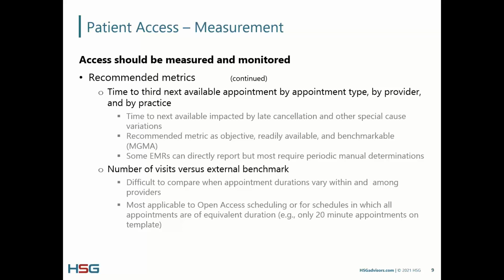Some EMRs can report this directly, but many EMR platforms do not, and so this can require periodic manual determinations, just going in by appointment type, by provider, and by practice, and looking out to find the third next available appointment and noting that time.